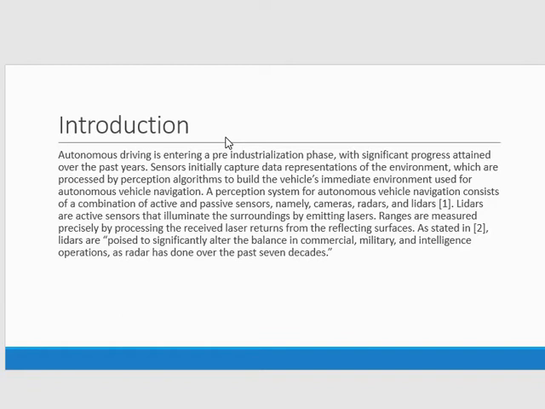Autonomous driving is entering a significant stage in the near future. Here the autonomous driving uses many types of actuators, sensors, radars, and LiDARs for ranging and communication. The main sensor is the LiDAR, which uses light positioning to get the sensed data.